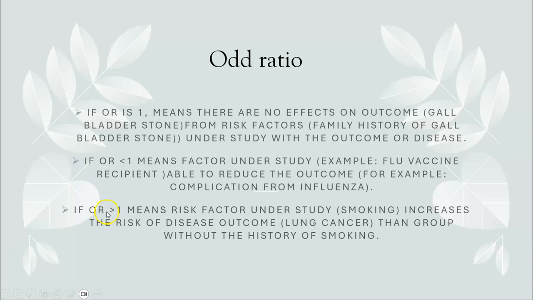Similarly, if the odds ratio is more than one, it means the risk factor under study, for example smoking, increases the risk of the disease outcome, lung cancer, compared with the group without a history of smoking. So in our previous example, the odds ratio was 14, where the people with lung cancer have a history of smoking. They are 14 times more likely to have a smoking history than people who do not have lung cancer.